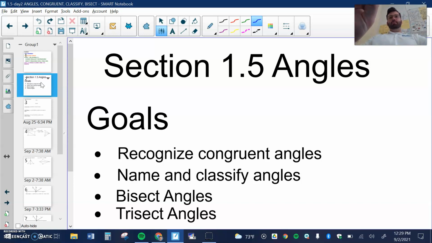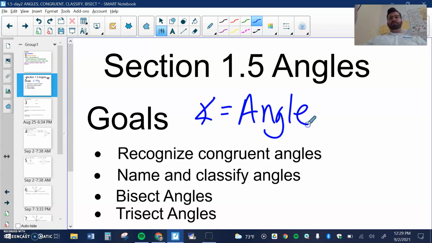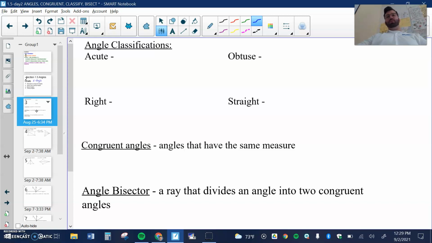One little thing I want to comment on, if you ever see this symbol, you see me write this symbol, it means angle. Okay, it means angle. Now, we're going to talk about different types of angles. There are 4 different types we're going to discuss today.